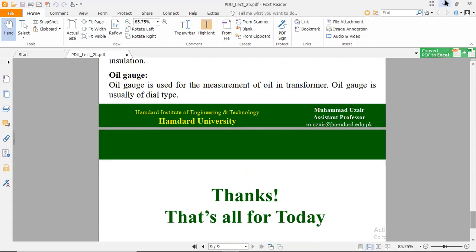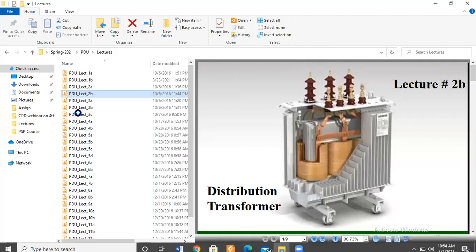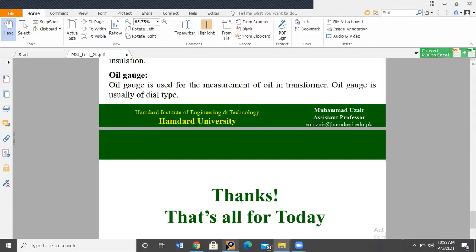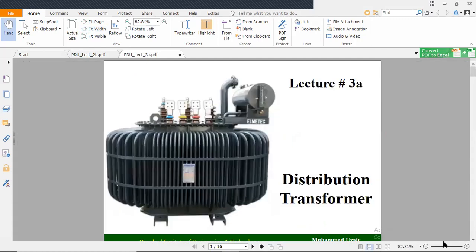This slide session ends here, and now we continue further with the distribution transformer section in another lecture. Up till now regarding the distribution transformer, if you have any kind of question, you may ask. I will explain you guys.